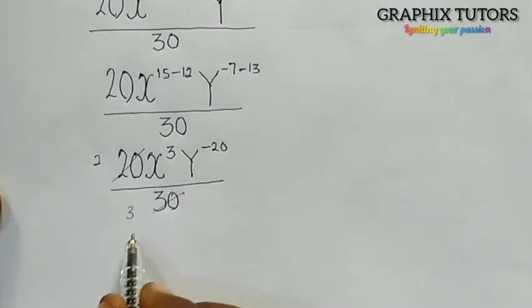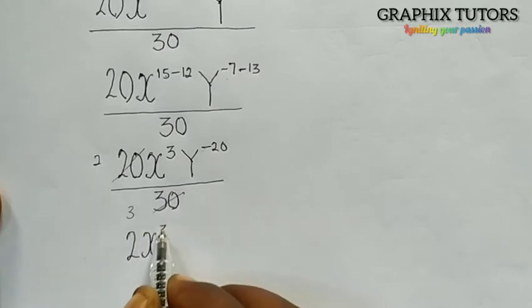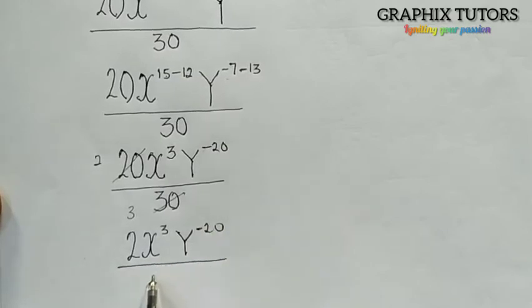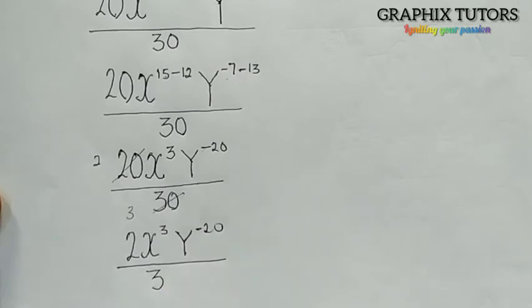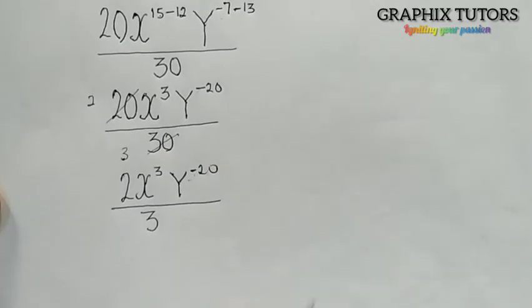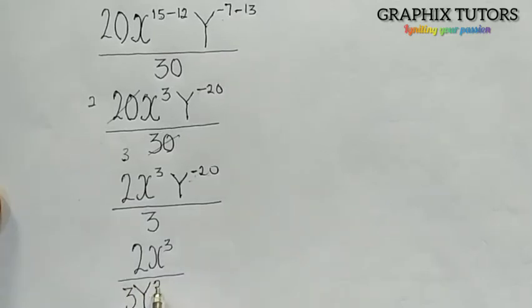So I'll be having 2x, 3, then we have y minus 20 all over 3. That's what we have, because what it means here is 3. Now I want everything to be positive. So if I bring my y to the power of minus 20 to come down, the negative will disappear. That's the law. So this will now give me 2x, 3, all over 3y, 20. So that will be my answer.